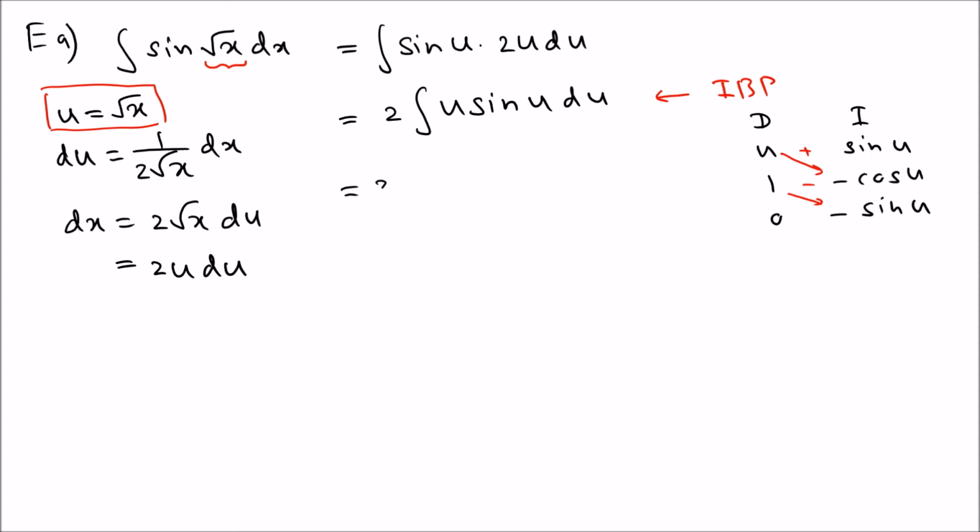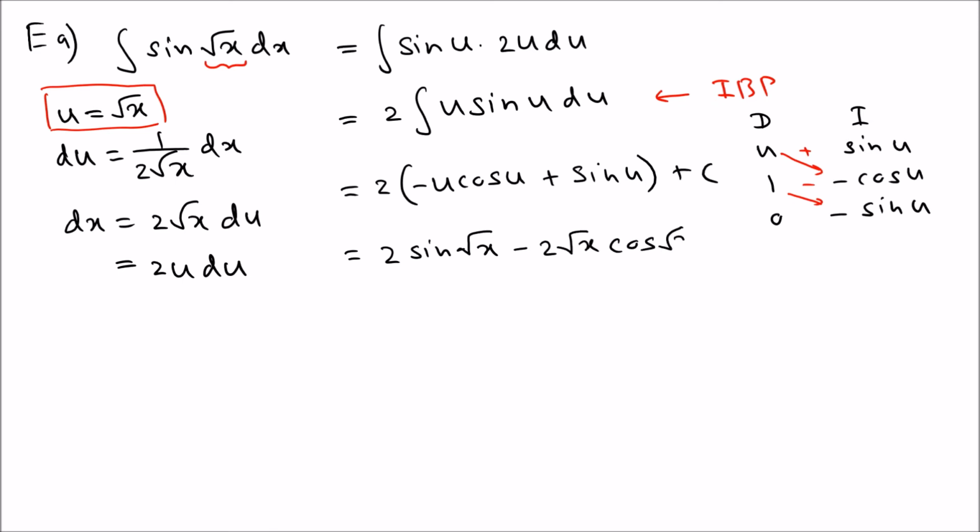So it is 2 times, you're going to multiply the first 2, which is negative u cosine u, and then negative positive sine u plus c. And if you plug that back in, it is 2 times sine u, which means square root x, minus 2 square root x cosine square root x plus c. So that's the answer. You can see you first transform the problem to an integration by parts problem, and then use integration by parts to solve the problem.